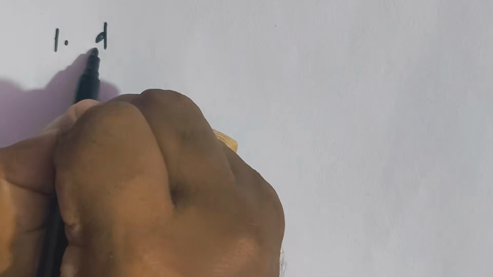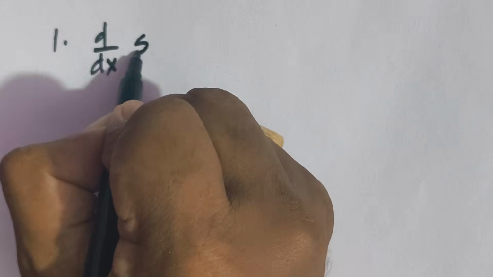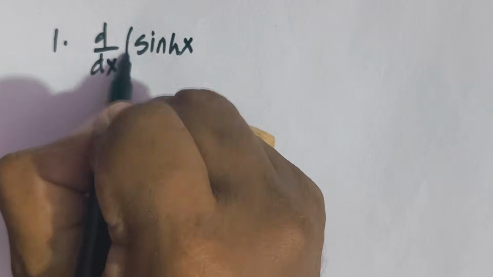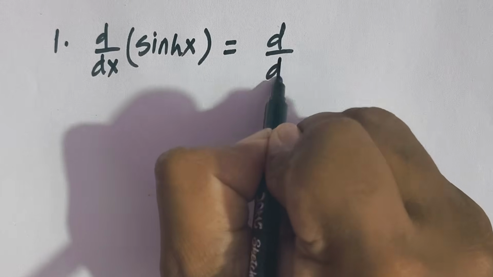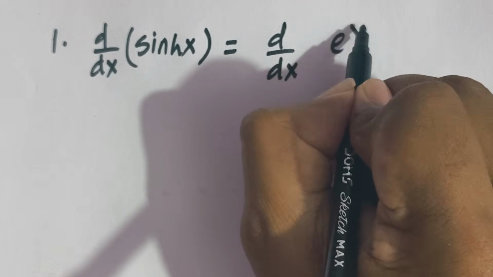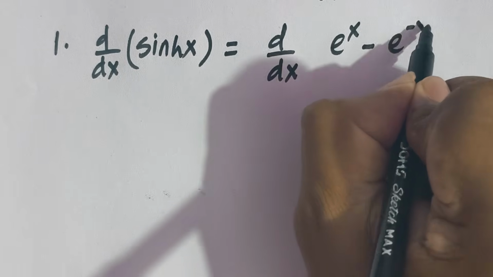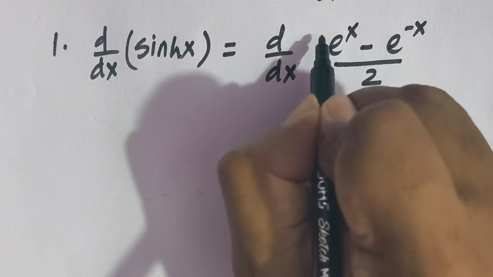In this video, let's differentiate hyperbolic functions. First, we have hyperbolic sine and we want to find its derivative. By definition, hyperbolic sine is e to the power x minus e to the power minus x, whole divided by 2.